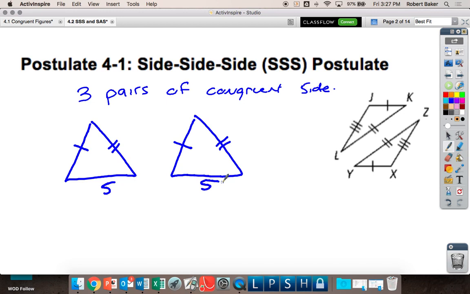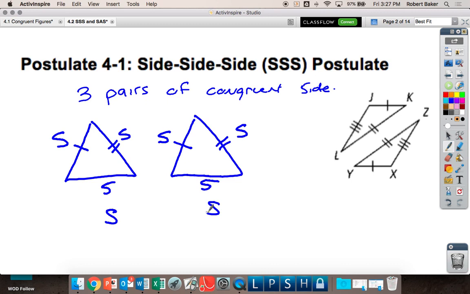Are those 2 triangles congruent? Yes. They have one side that is congruent to the other side. They have a second side that is congruent to a second side. And they have a third side that's congruent to a third side. That is the SSS shortcut. Are those 2 triangles congruent? Yes. You answer yes, and you move on. That's all you got to do.